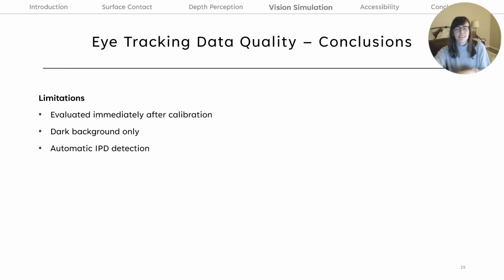A second limitation is that we evaluated eye tracking on only a dark background. In that sense, this assessment was actually a bit easier for these systems because your pupils are larger against a dark background. So sometimes people will recommend calibration procedures or validation protocols for eye tracking data quality be done against backdrops of different luminance values. One example of this is the Apple Vision Pro eye tracking calibration procedure, if you have experienced that. That's why they do it.